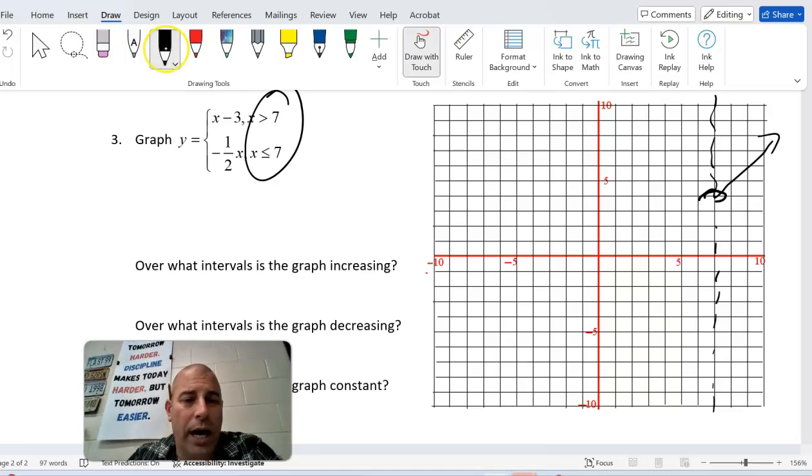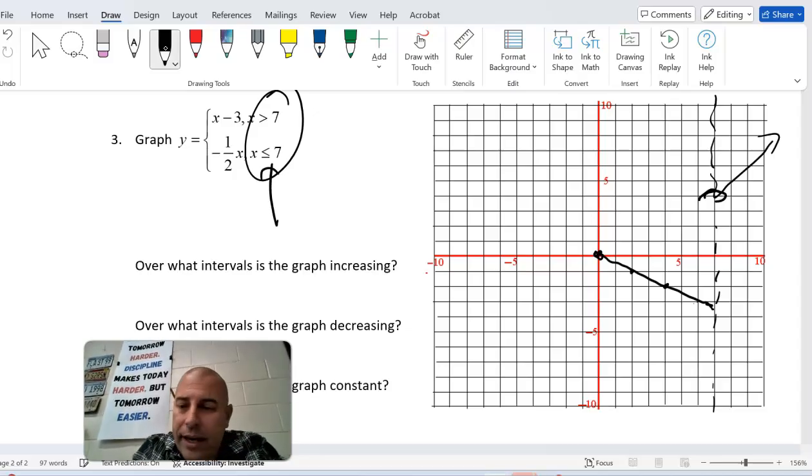This one we want negative 1/2 x. So that means my y-intercept is at 0. Slope of negative 1/2, so down 1 to the right 2, down 1 to the right 2. So we're going to keep on this path until we hit the wall that's there. Yeah, okay, it kind of hits in the middle. That's okay. It's an or equal to.